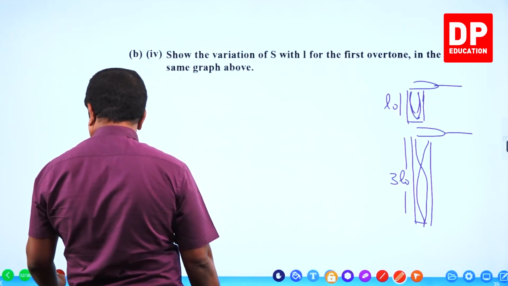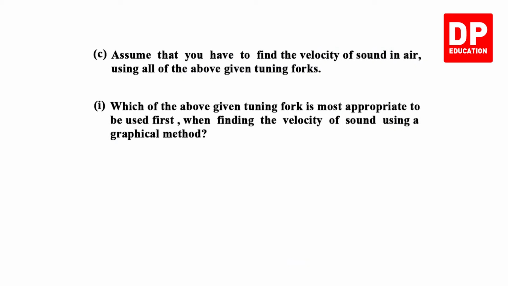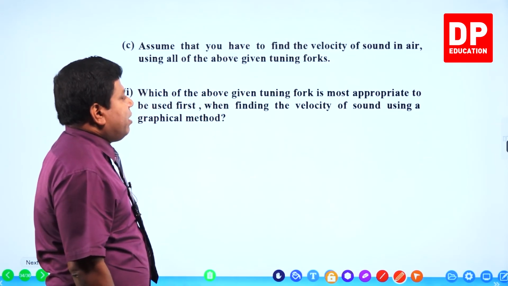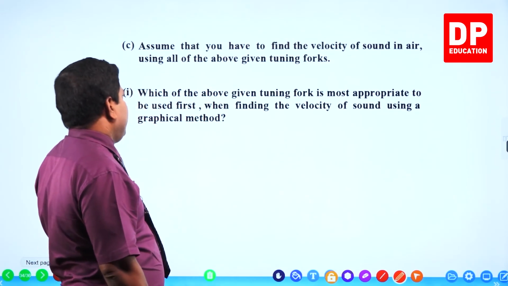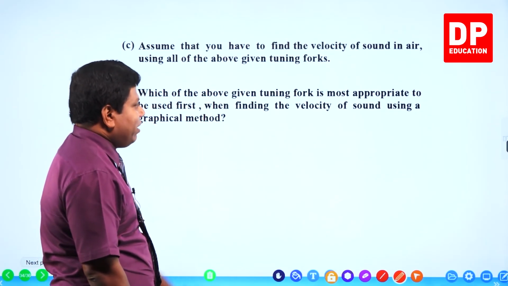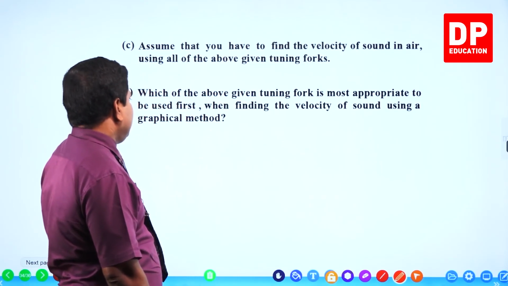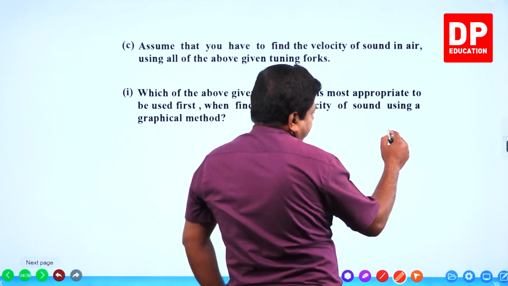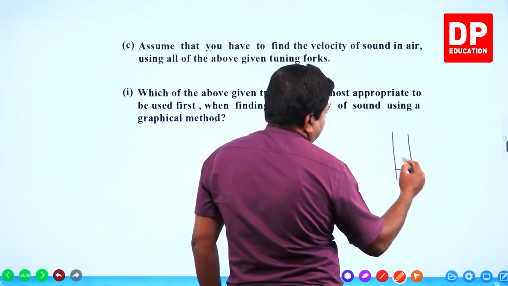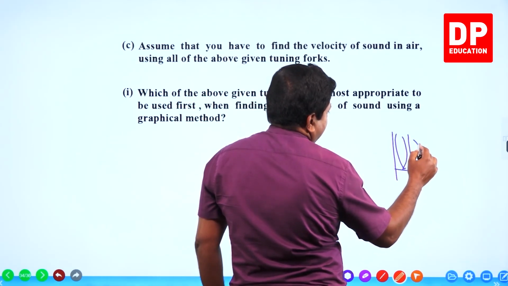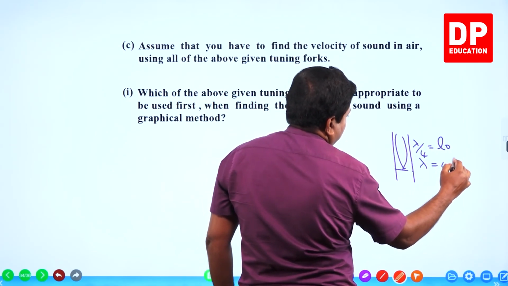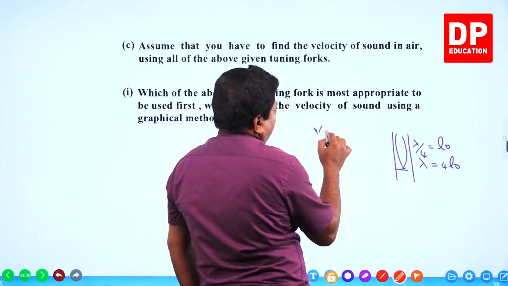Next. Assume that you have to find the velocity of sound in air using all of the above given tuning forks. Which of the above tuning fork is most appropriate to be used first when finding the velocity of sound using a graphical method? Remember, we discussed this in the other experiment. This is lambda by 4, which is L. Lambda is 4L naught. V equals F lambda.